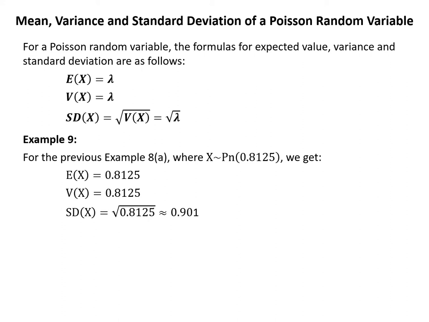So in example 9, we can go back to the previous example, part A, where x is distributed as a Poisson random variable with lambda equaling 0.8125, and we get expected value and variance therefore equal to 0.8125, and the standard deviation is the square root of that number, which rounds to three decimal places, to three significant digits, to be 0.901.